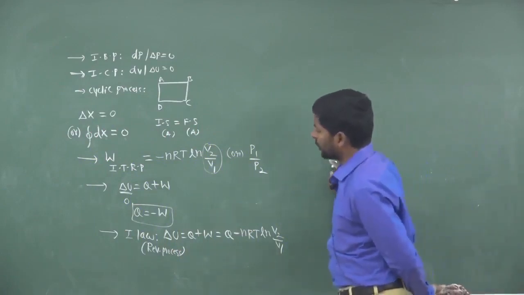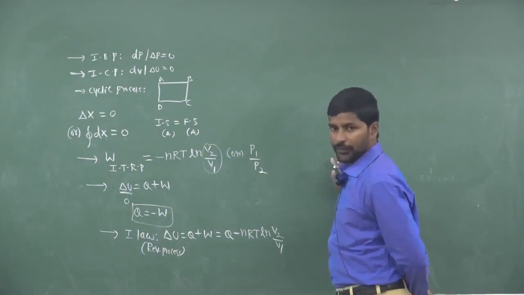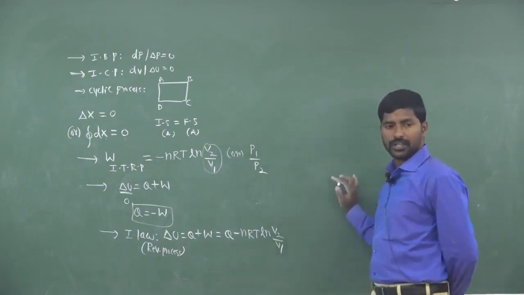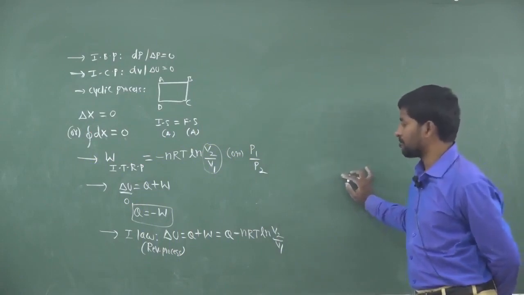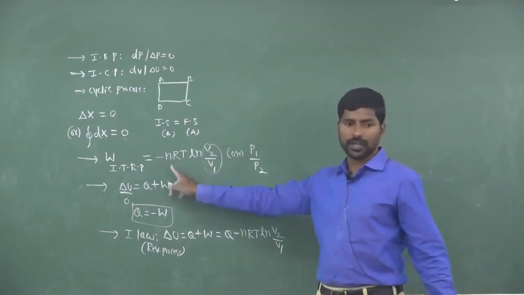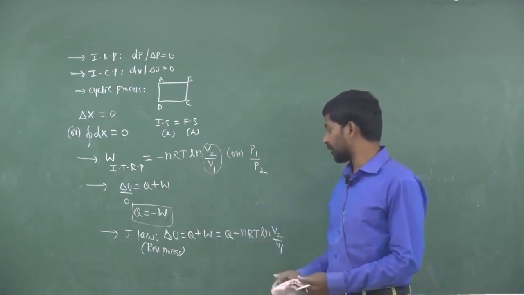A reversible process takes place very slowly. The difference between driving and opposing force, internal and external pressure, is very, very small. That's why it takes place slowly. Okay, this is the expression for an isothermal reversible process.